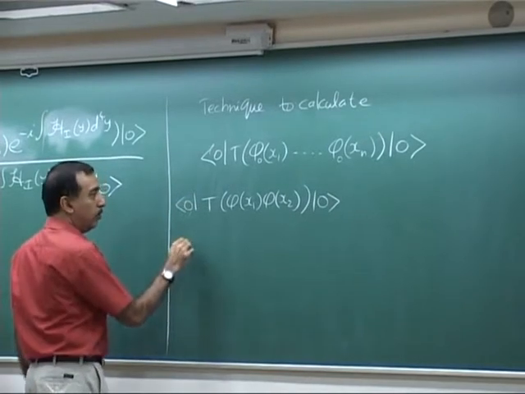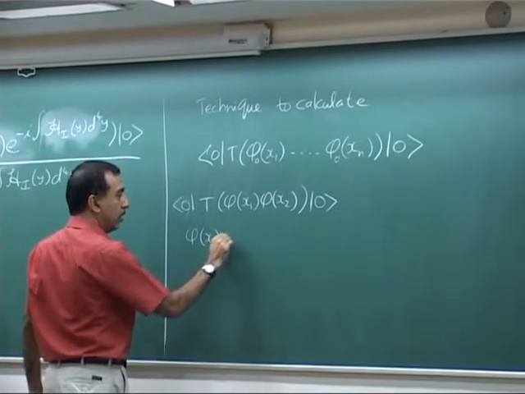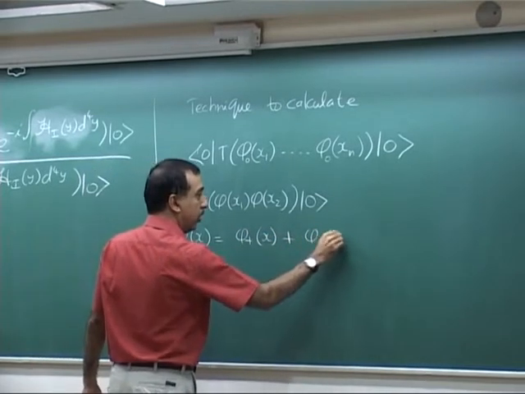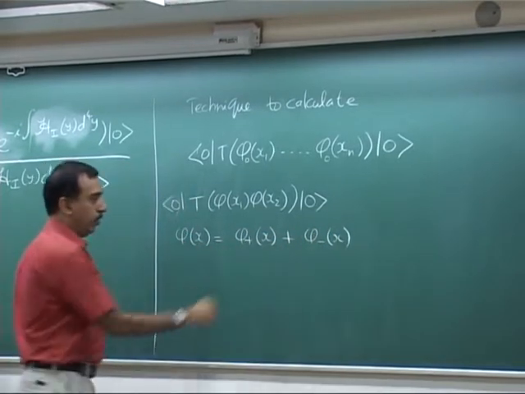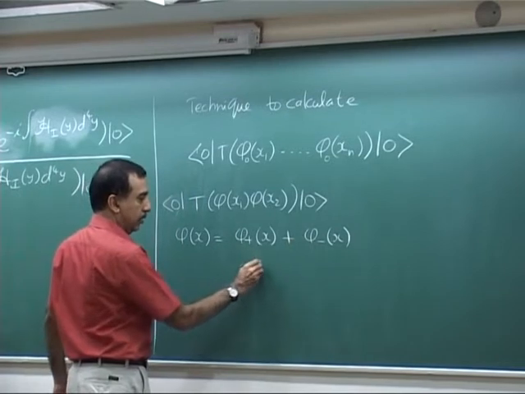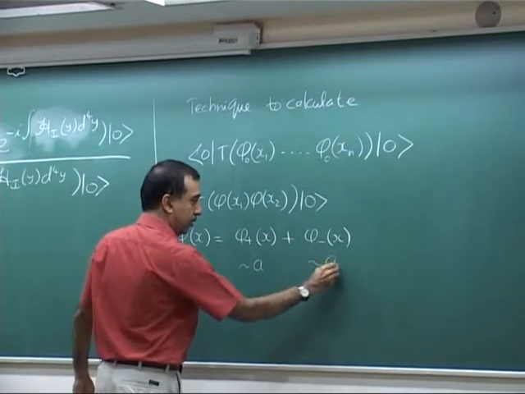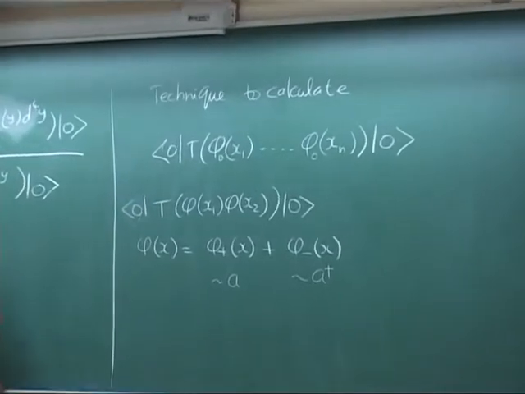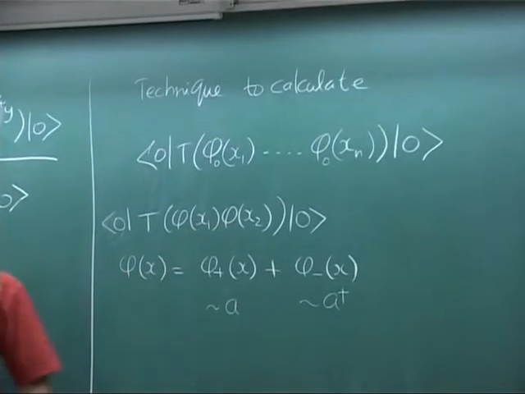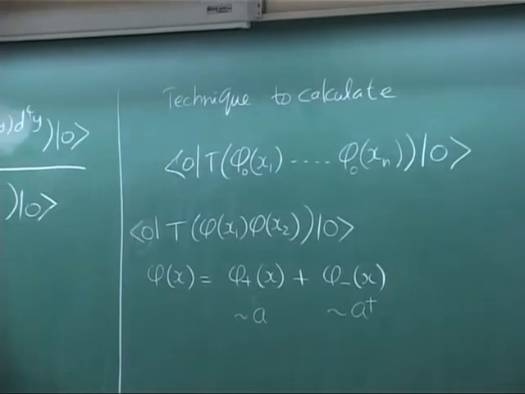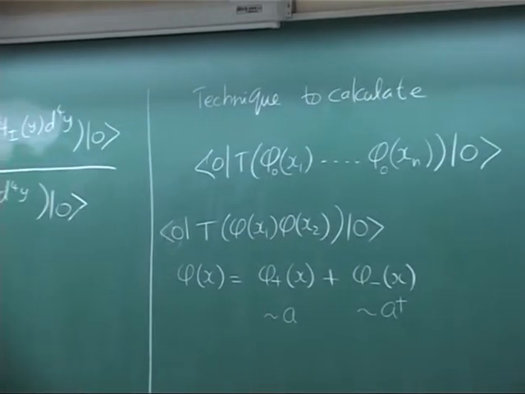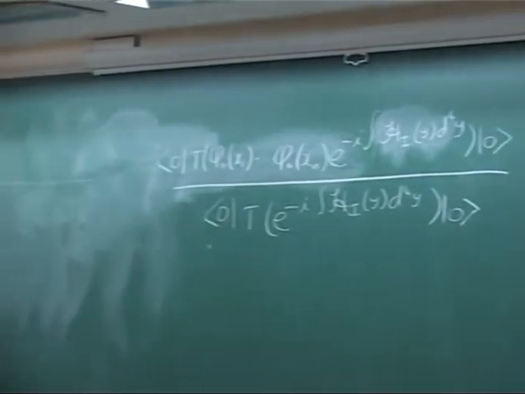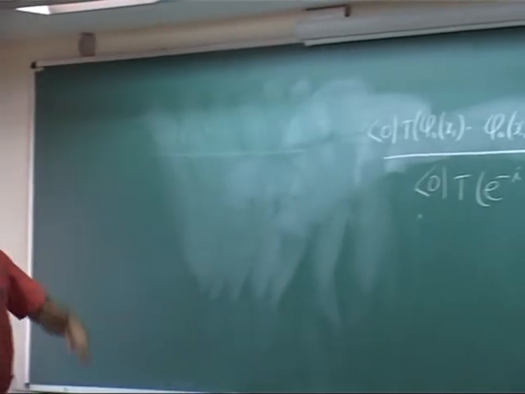Now we made a decomposition that phi of x is phi plus of x plus phi minus of x. And phi plus of x contains A and phi minus contains A dagger. So we'll insert this in this and expand it out. Keeping track of which terms of phi are creation and which terms are annihilation through phi plus and phi minus will be very useful in calculating this thing.